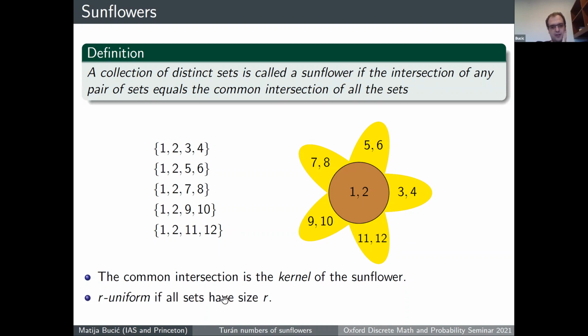Throughout this talk, I'm only going to talk about sunflowers consisting of sets of the same size. I'm going to say that they are r-uniform when all of the sets have size r. So for example, this is a 4-uniform sunflower. Sunflowers are some kind of basic fundamental objects, and they appear in various areas and settings. And in particular, they tend to be quite useful.